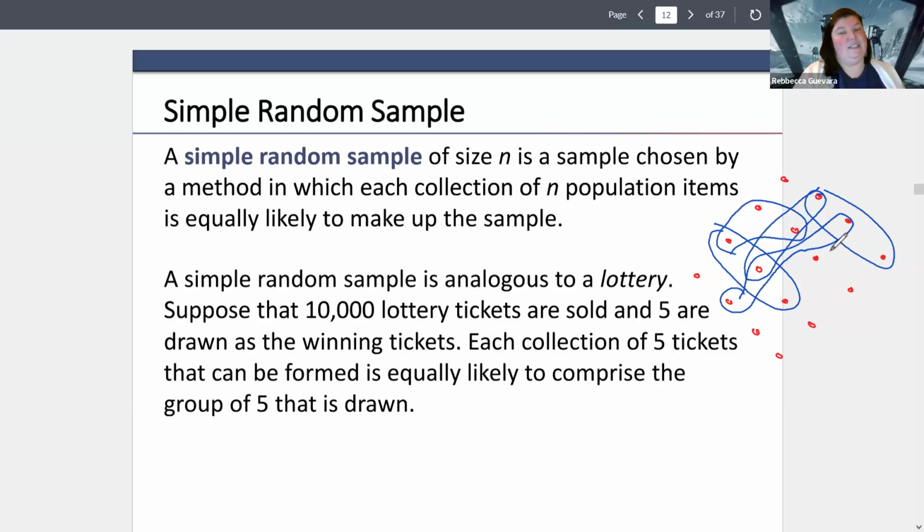So this is analogous to a lottery. If 10,000 lottery tickets are sold and 5 are drawn as the winning tickets, each collection of 5 tickets that we draw out, so let's say there's an infinite number of realities, every one of those realities has the same probability of happening.